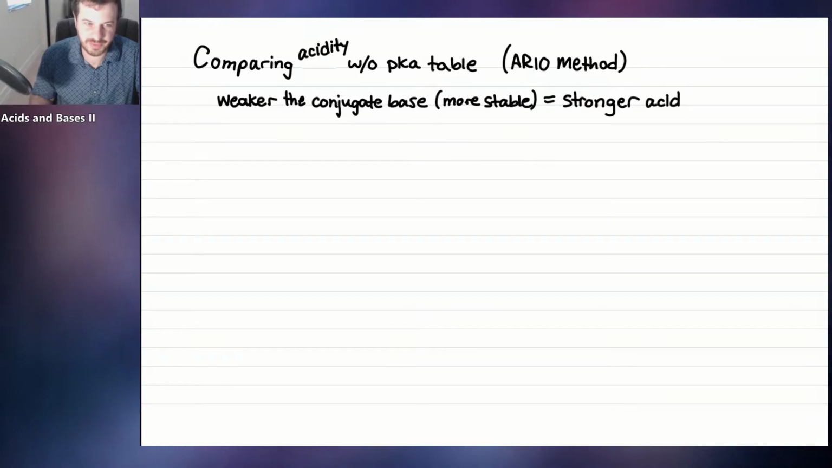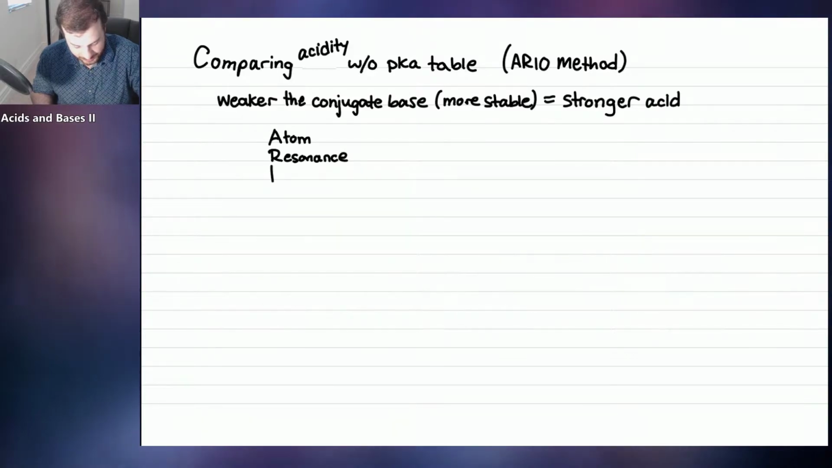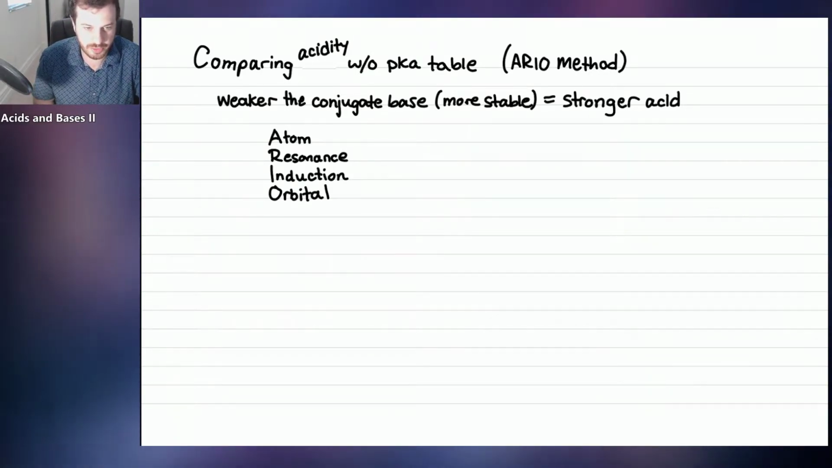So that little piece of information may not make sense, but when we do some examples, it'll start to become more clear. Before I show you some examples, let me just tell you what REO stands for. The A stands for atom. The R stands for resonance. I stands for induction. And O stands for orbital. And the nice thing about REO is that these are the factors in order of importance. So atom is the most important factor, then resonance, then induction, then orbital. We'll talk about how to use these factors to rank acidity without the pKa table.